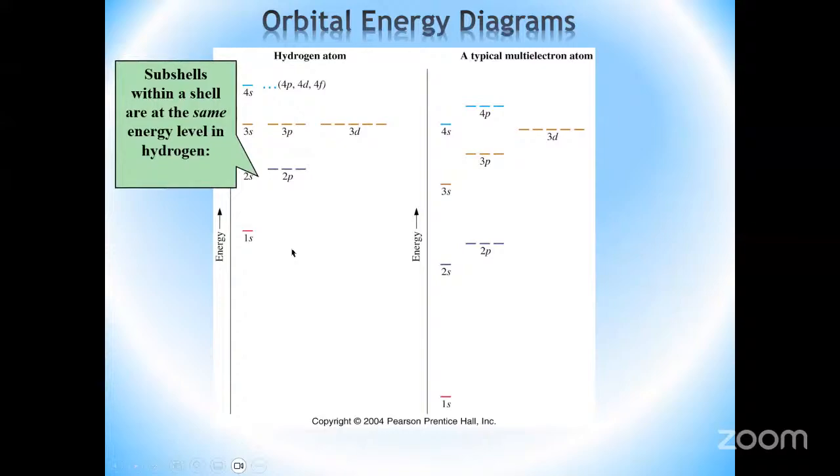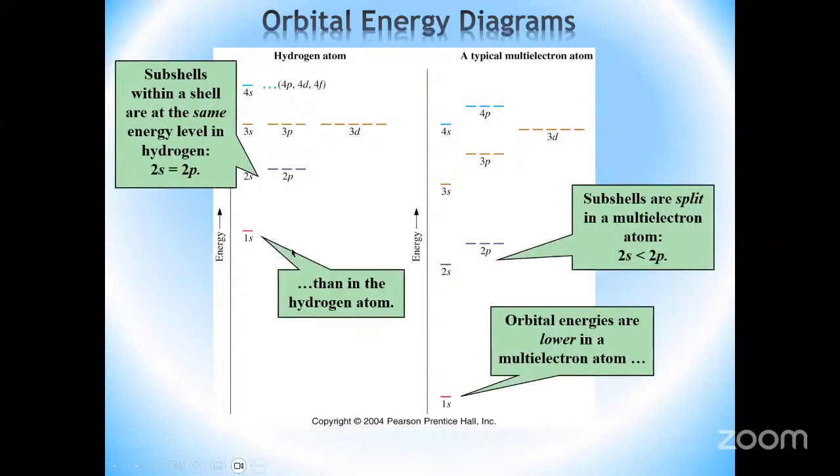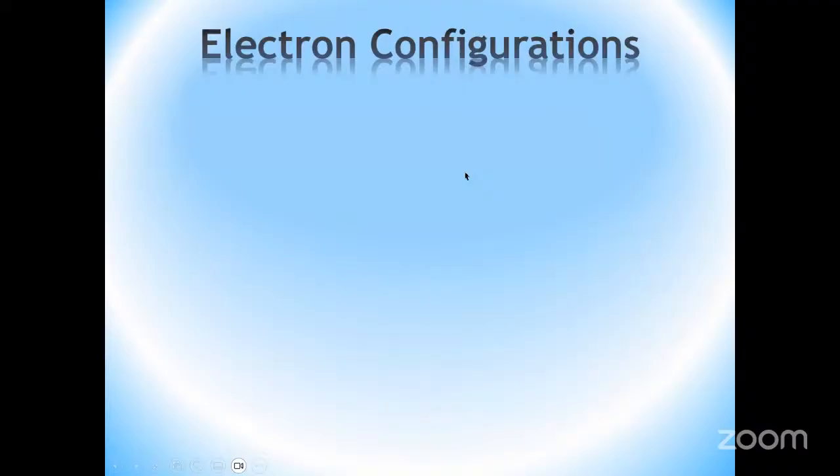So those are the two differences between the typical hydrogen atom and the typical multi-electron atom. And we're going to see how that affects how the electrons are distributed among the subshells and the shells, right?